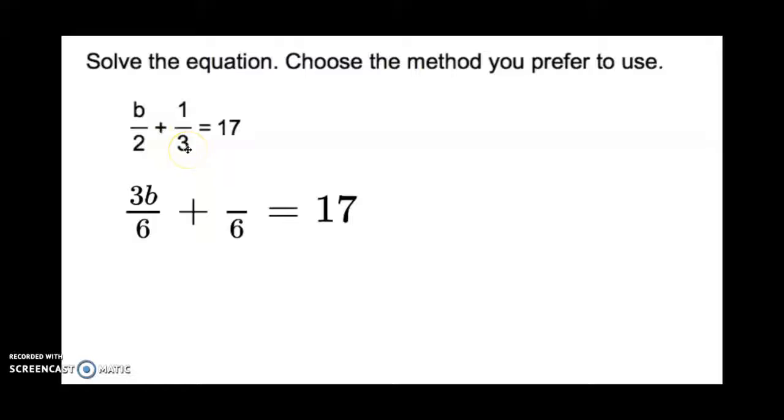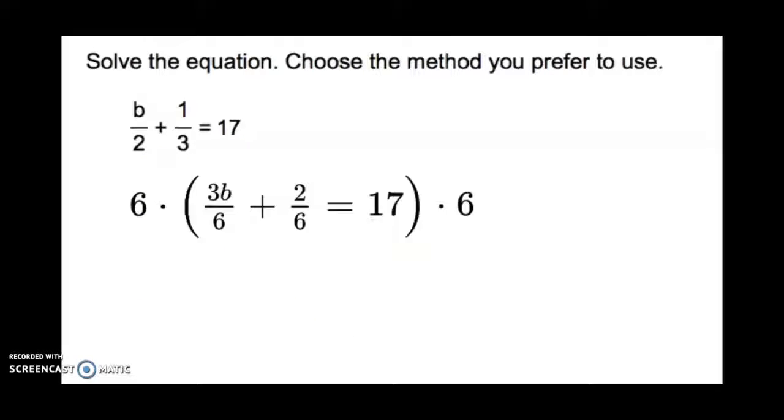To make this 3 a 6, you multiply it by 2. So you have to multiply both the top and the bottom by 2. 1 times 2 is 2. Now at this point, to get rid of the fractions, we need to multiply each and every term by that denominator of 6. So multiply each of these by 6.